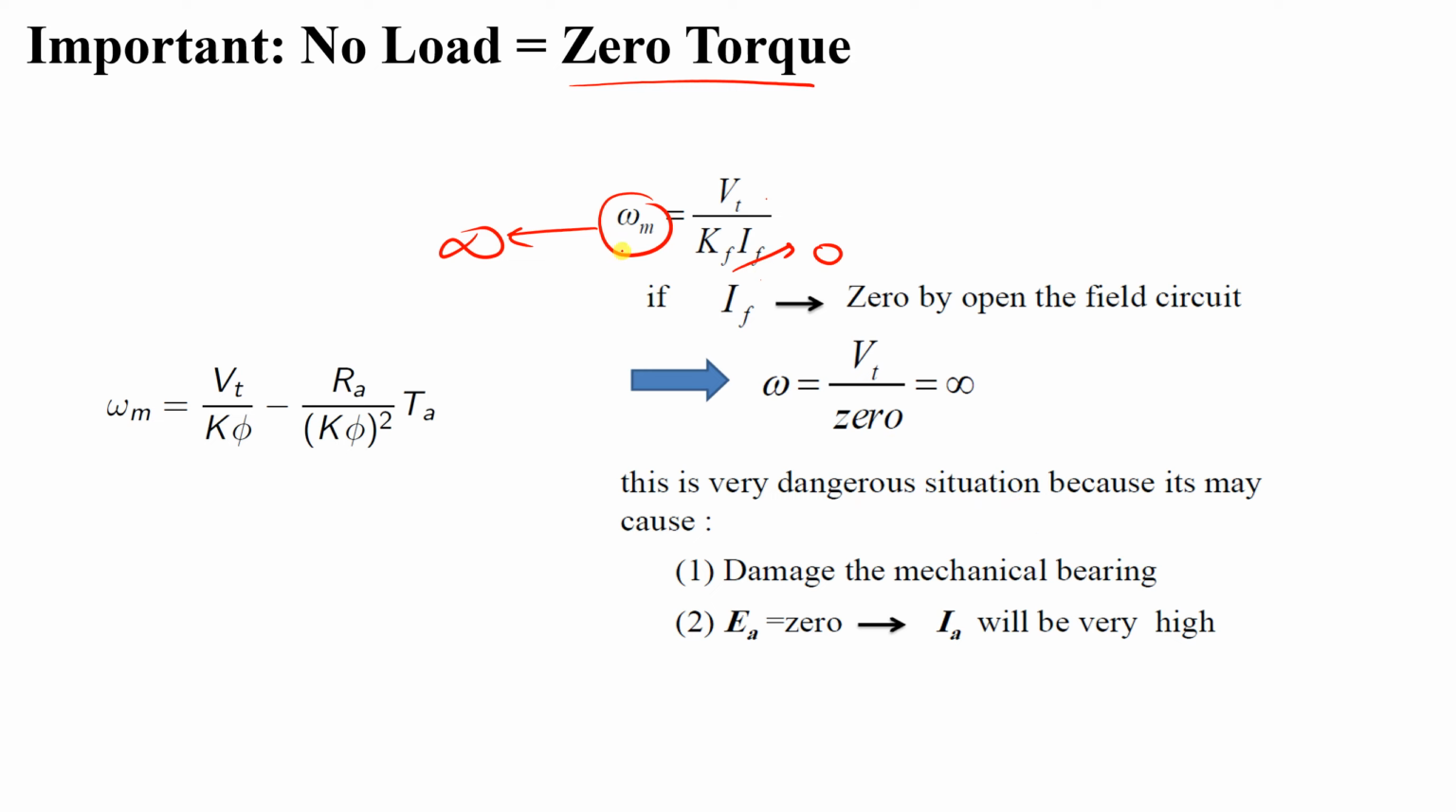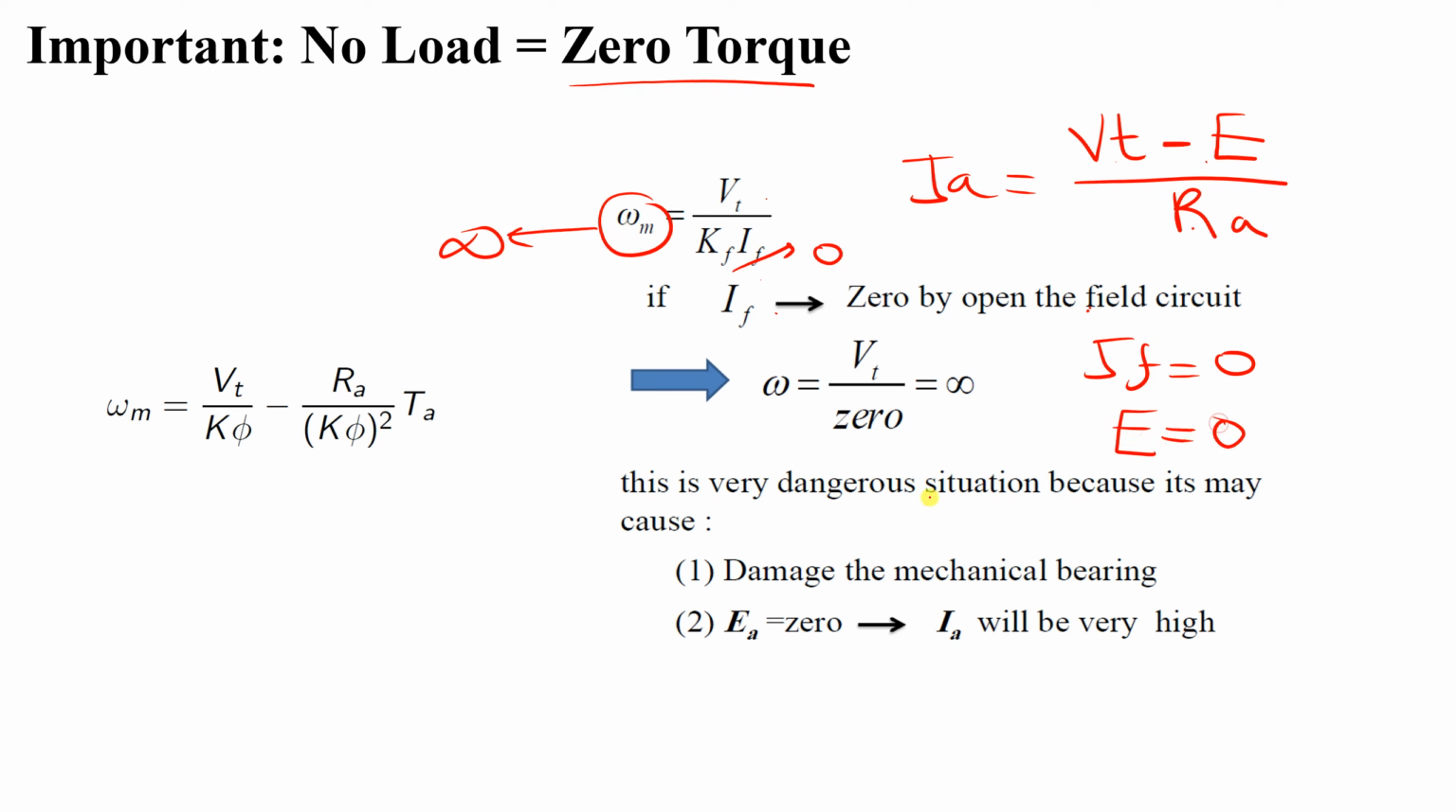Why? Because this very large speed can damage the mechanical bearing, and since we also don't have any induced EMF, the armature current will be very high. I armature in the motor will be V terminal minus E over R armature. V terminal, since it is our supply, minus E over R armature. If the field is open circuit, meaning I_F equals 0, there is no induced EMF, so E equals 0. This will lead to V terminal over R armature, which means extremely high current. I armature will be very large, which can damage our armature conductors.